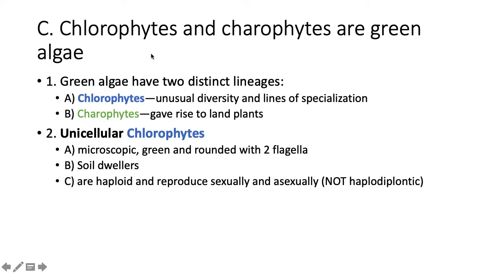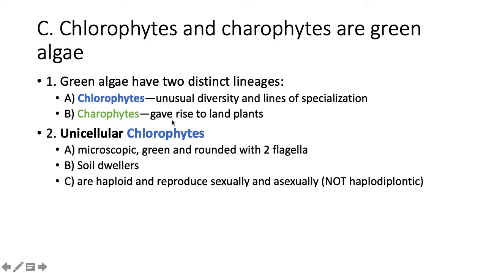All right, chlorophytes and charophytes are green algae. So the green algae have two distinct lineages, the chlorophytes and the, I don't know, I think I'm saying this wrong. We're going to call it the charophytes. Chlorophytes and the charophytes. So the chlorophytes, I highlighted in blue because, looking at these words, there's a lot of C's, CH's, they look very similar.